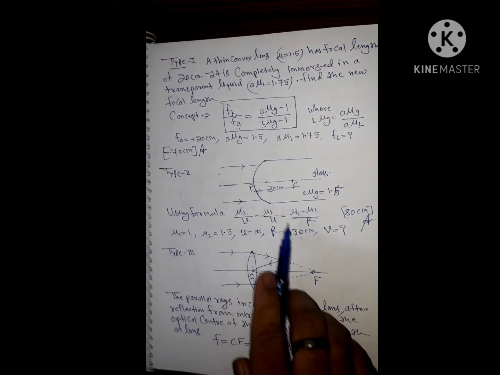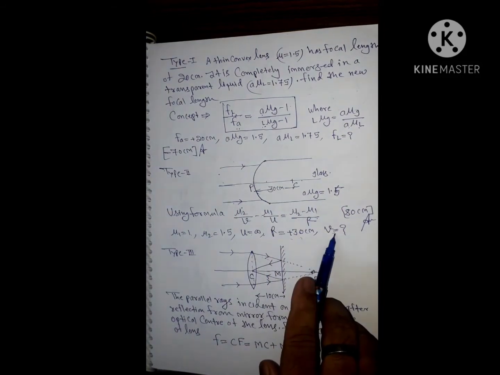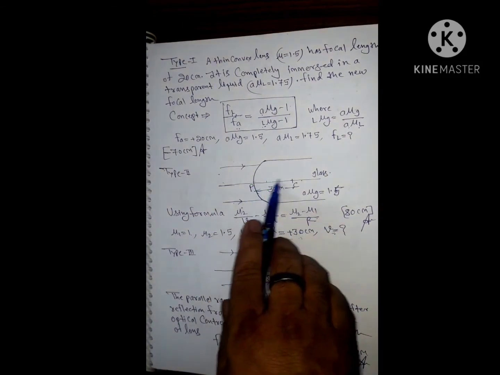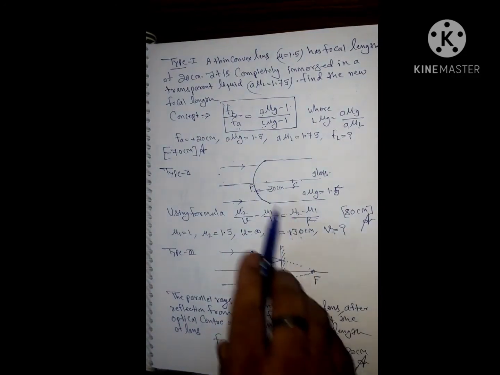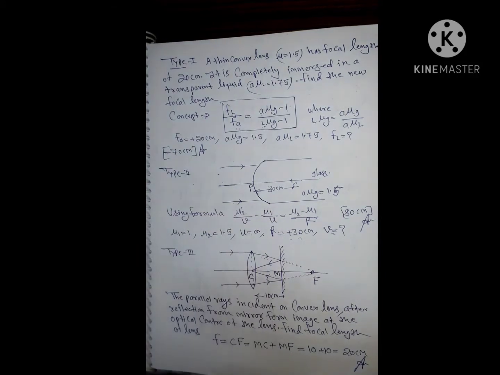The glass refractive index is given as 1.5. Put in these values and you can find the value of V, that is, the position where the image will form. If its value is positive, the image will form along the ray. Here we get a negative value, so the image will form opposite to the ray. So try to understand the concept of the numerical.